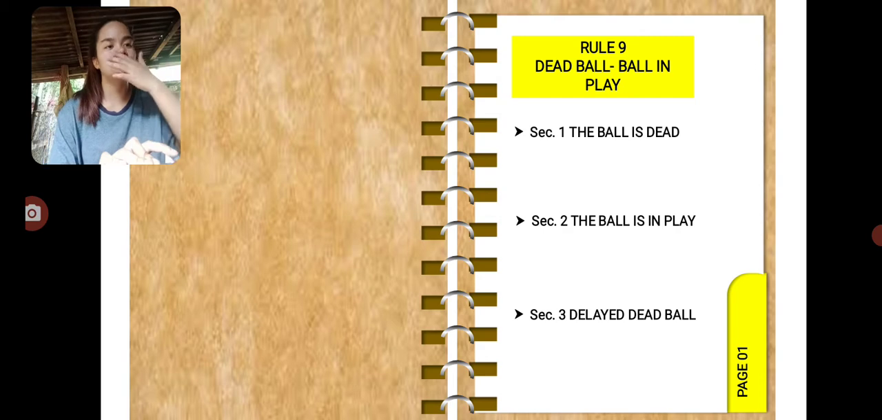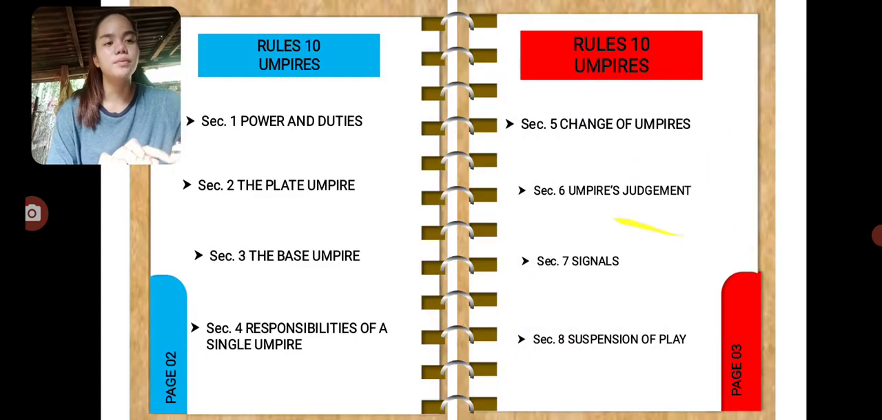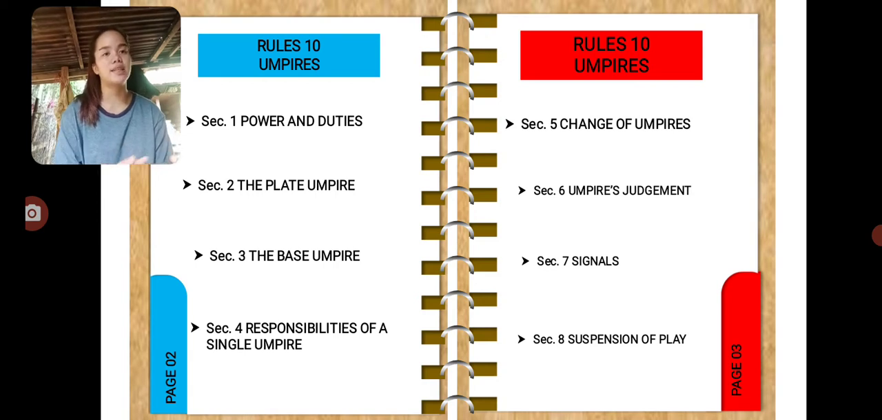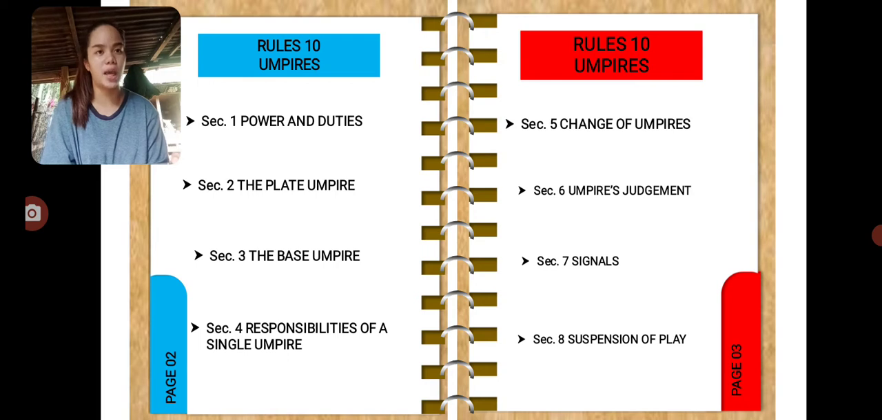So next is Rule 10, umpires. Section 1, powers and duties. The umpires are the representatives of the league or organization by which they have been assigned to a particular game. Section 2, the plate umpire. He shall take a position in back of the catcher. He shall have full charge of and be responsible for the proper conduct of the game.